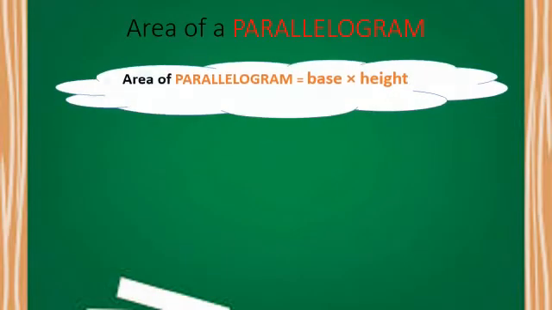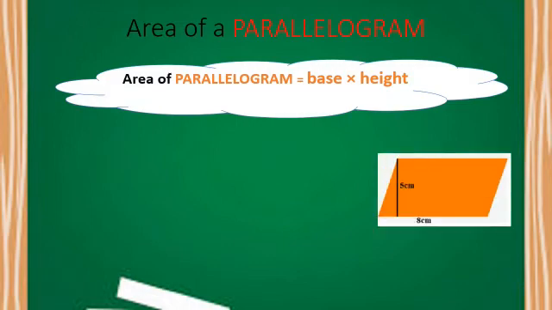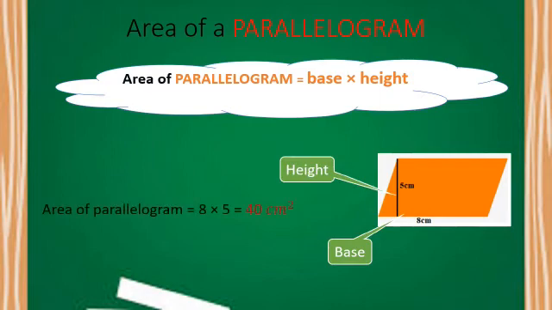Area of a parallelogram. The area of parallelogram is equal to base times height. Let us take example. We have this parallelogram. It has a base of 8 centimeter and a height of 5 centimeter. Then the area is equal to 8 times 5. 8 is the base and 5 is the height. It's equal to 40 centimeters squared.